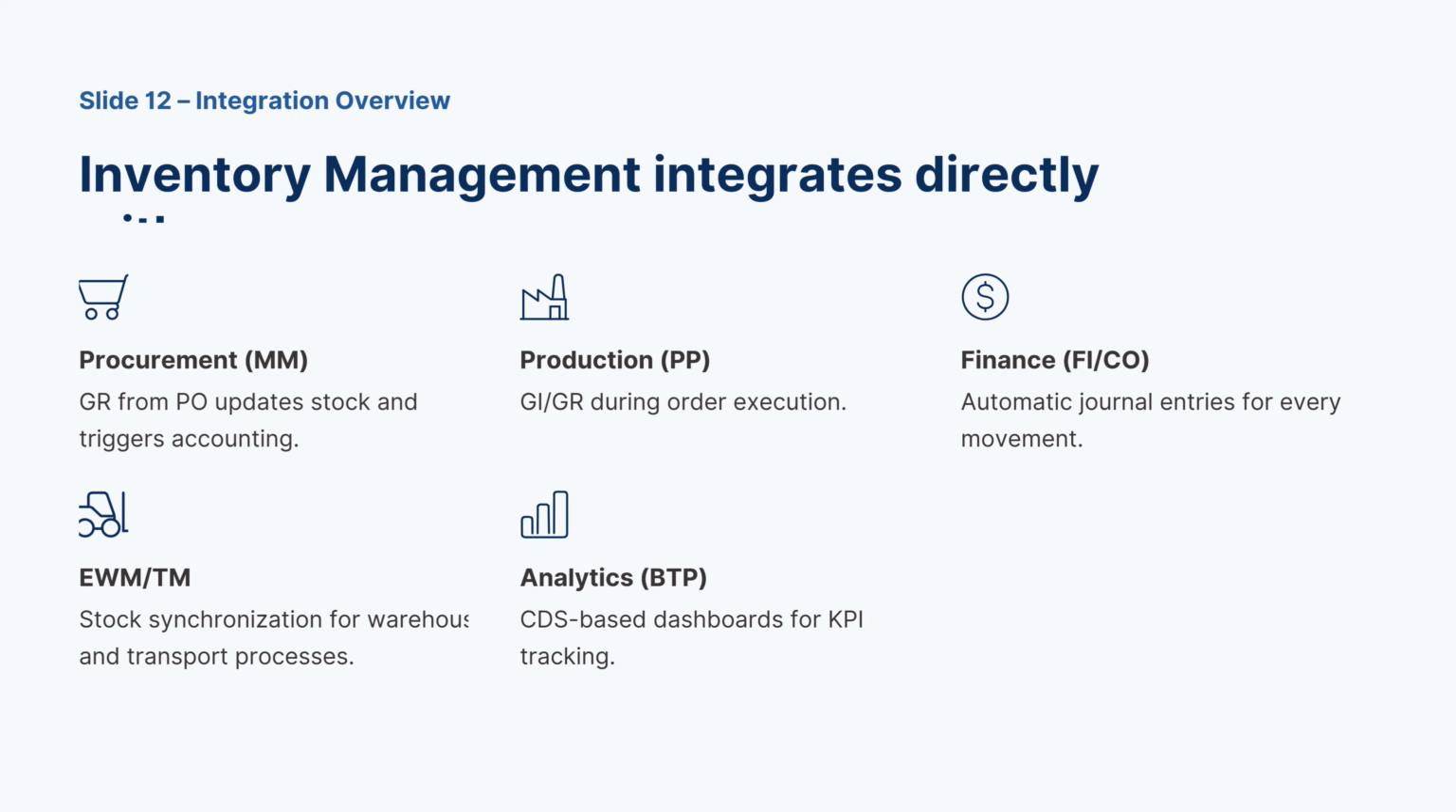Integration overview. Inventory management touches nearly every functional area in SAP. Procurement triggers GRs, production issues materials, finance updates accounts, and EWM synchronizes stock locations. Even transport management and analytics connect to IM for end-to-end traceability. Every lesson in this module will illustrate these integrations clearly.